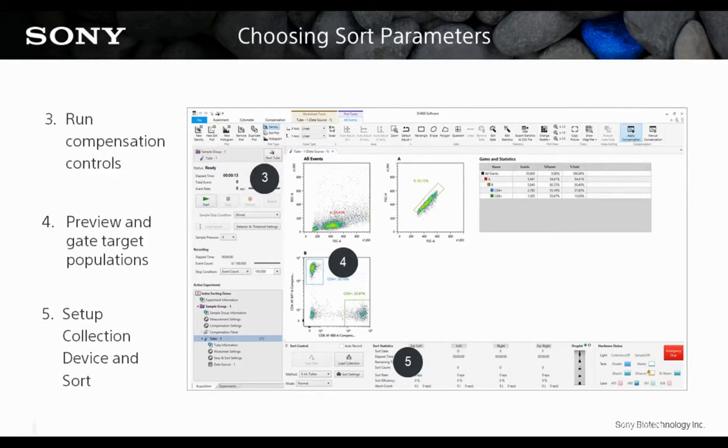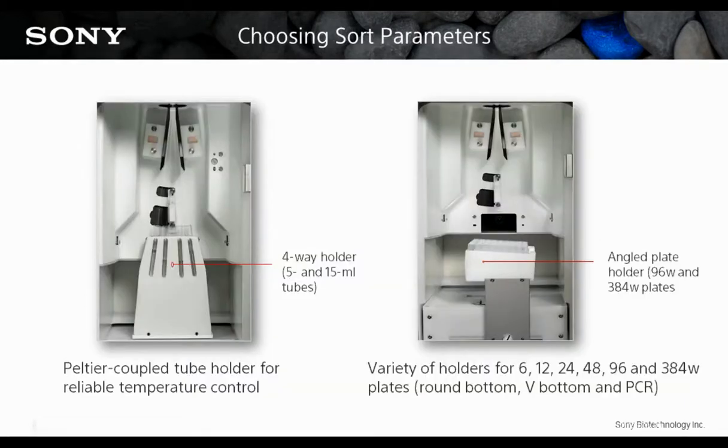Once the measurement settings are selected, compensation tubes are automatically created in the software under the new experiment. Single stain compensation controls can be then run to create a compensation matrix. A multicolor sample, which will be sorted, is next run and analyzed to create a gating hierarchy and define the populations that will be sorted. Lastly, the collection devices are set up and sorting is initiated.